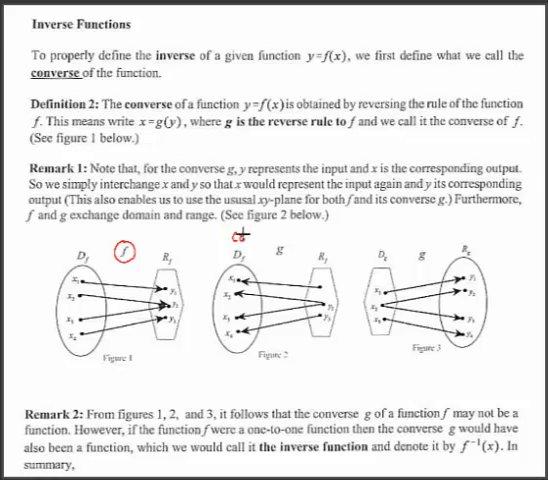G. G is the converse of F. Okay, and you can see this should be y1, and here's y2 and y3, and we've simply reversed the arrows. Okay, but you should notice that y2 maps onto both x2 and x3, and so F did not start out as a one-to-one function.